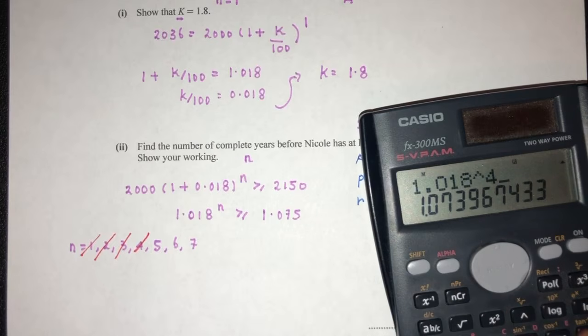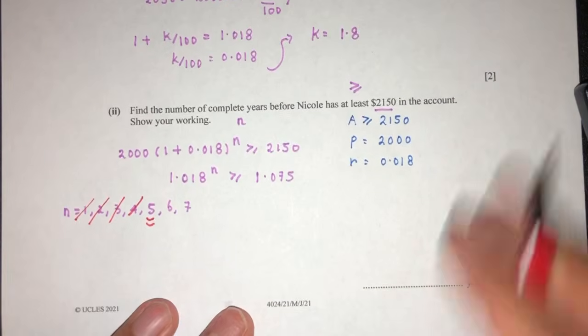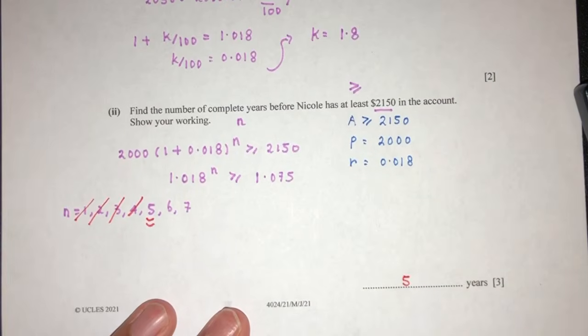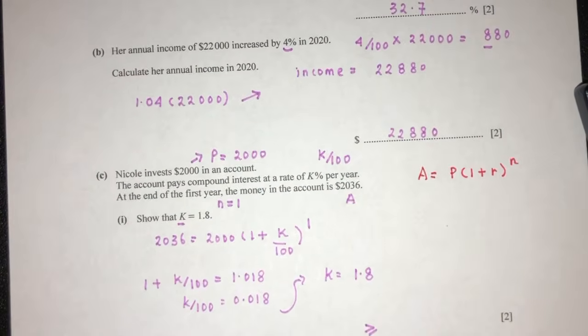How about 5? So 5 will be actually good, so we need at least 5 complete years for it to be more than this, at least. So n has to be at least 5. Again, it is done by trial, as you can see here. We try one by one and see which one works, and we have to show how we find that. That will be part C of question number 1.